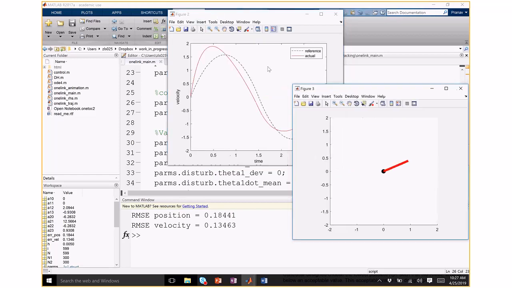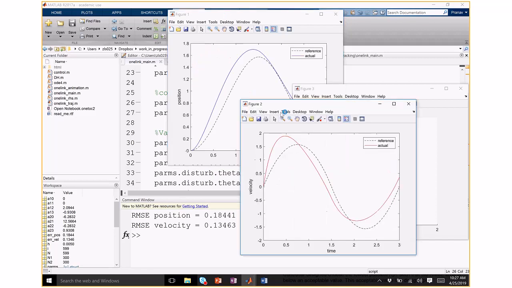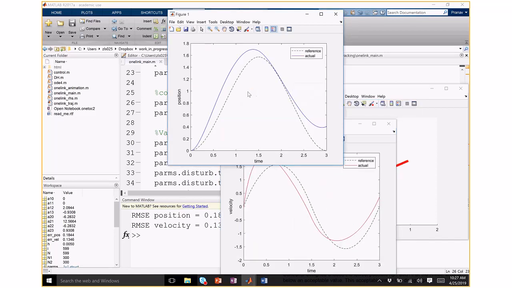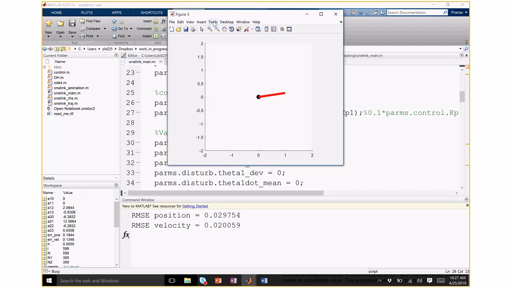Let's look at the plots. It's getting better, but it's not there. This is because my mass estimate was wrong. It should be on the dash line, and it's not. Let's increase this to 100. So it's gone down a factor of 10 again. And now I'm expecting it to be fairly good tracking. Still, it looks like there's an error. Let's look at the plots.